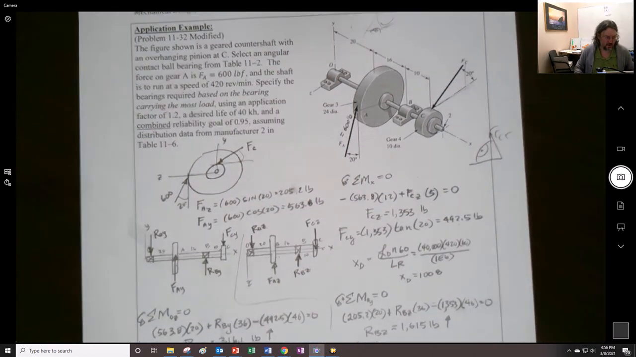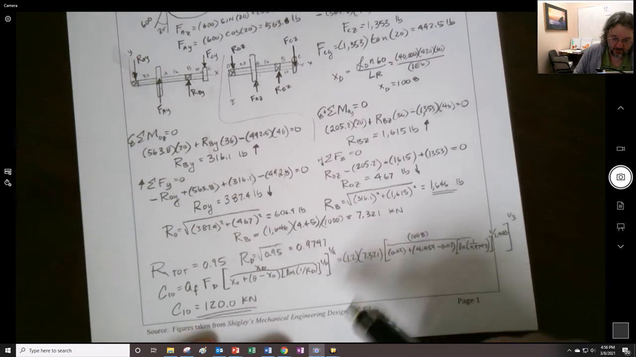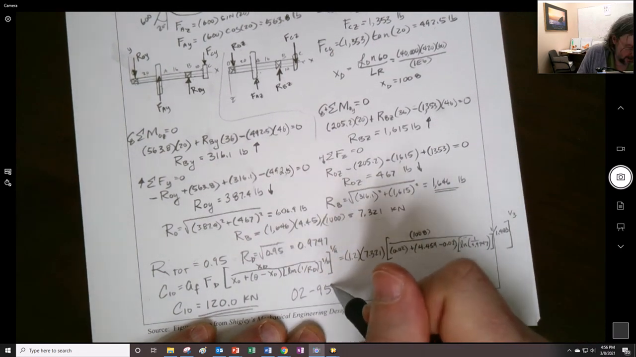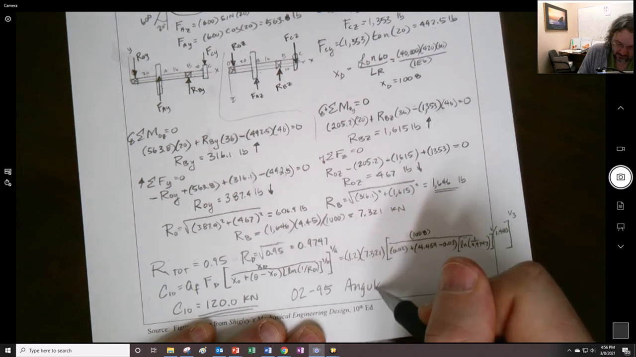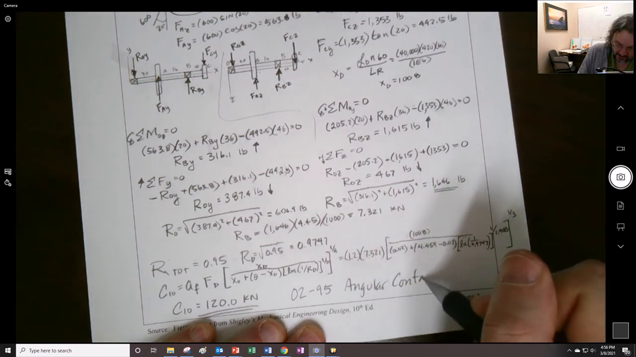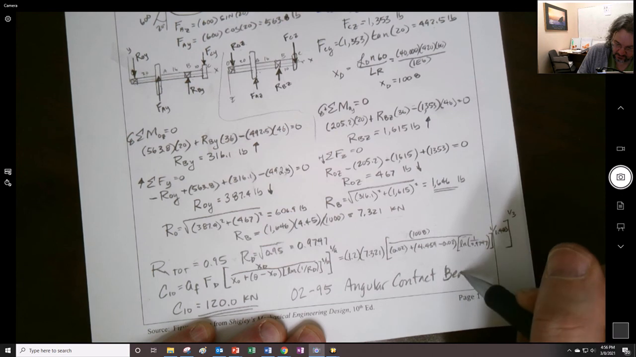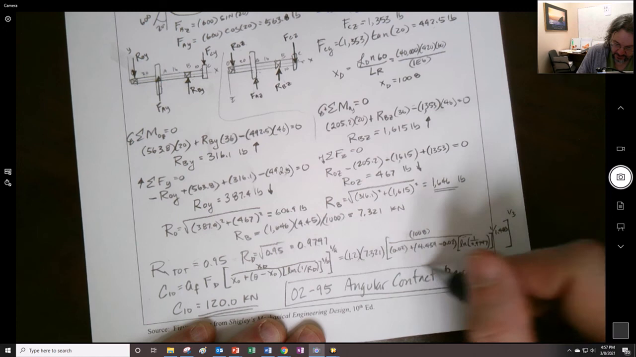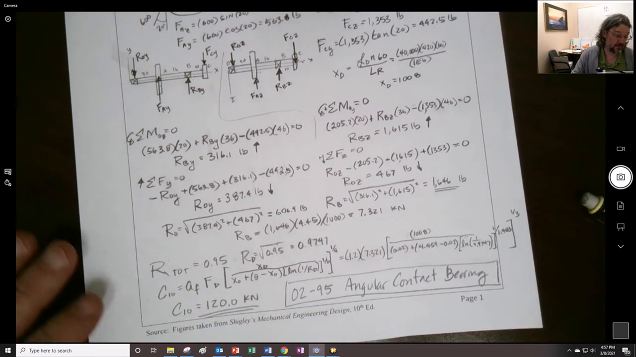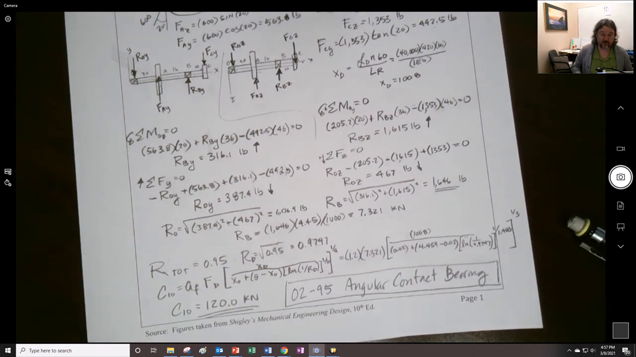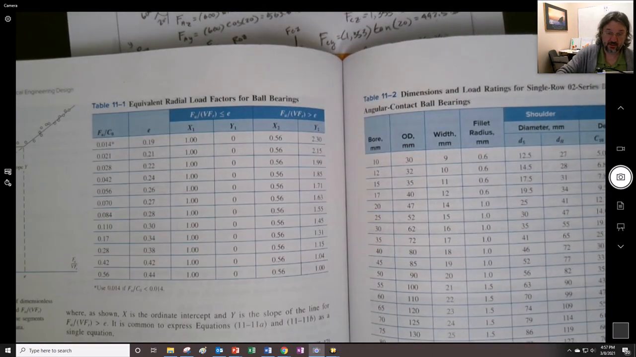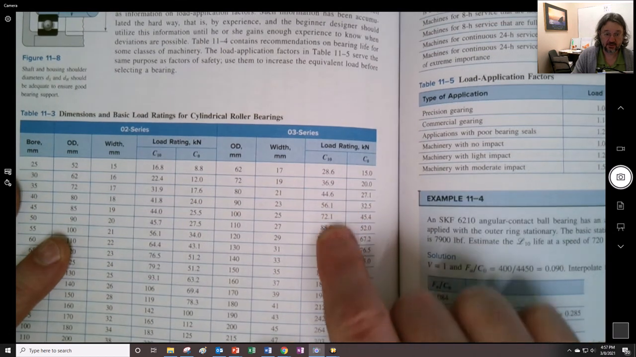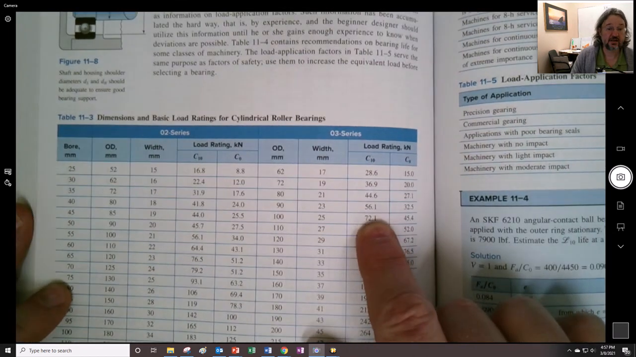So anyway, if we were going to specify this right here and go with what they said to do, it's going to be an 0295 angular contact bearing. That is going to be the specification that we would use. It's quite big. Now we might want to try to use a roller bearing instead, because you'll see that they have quite a bit larger capacity, especially this 03. We have ones that could be smaller.